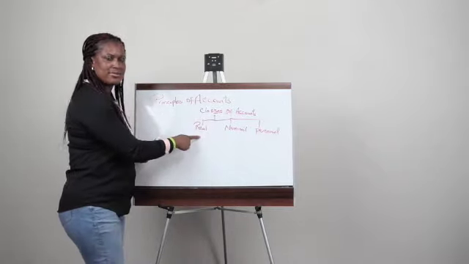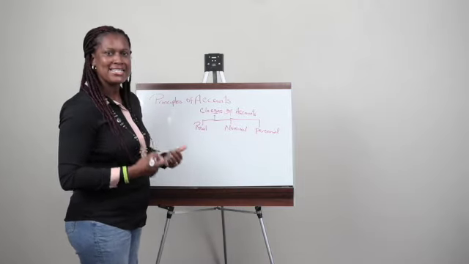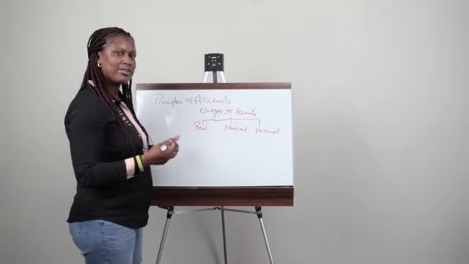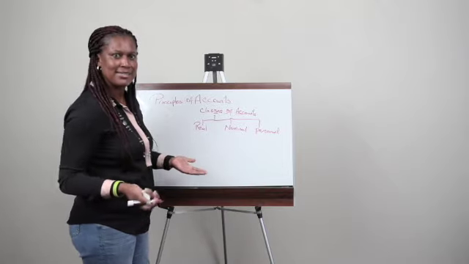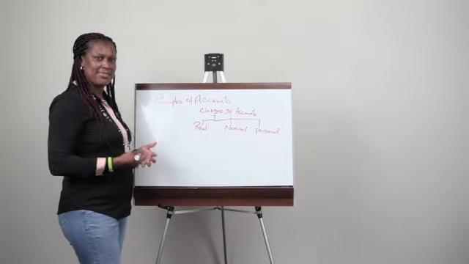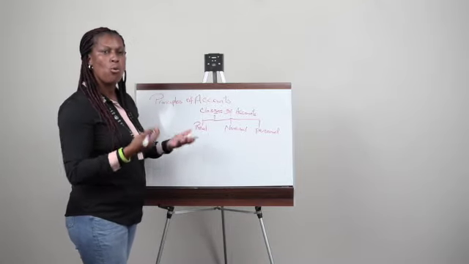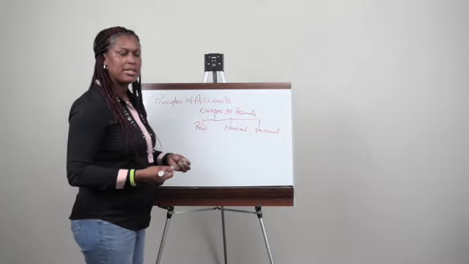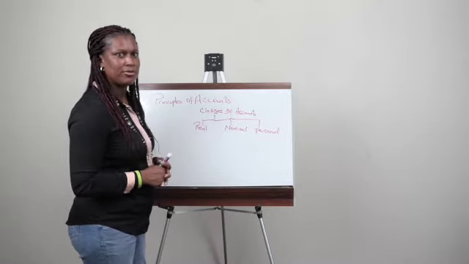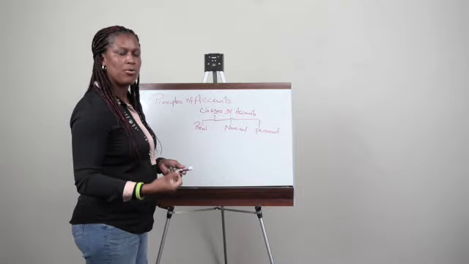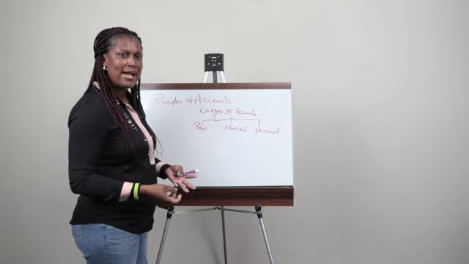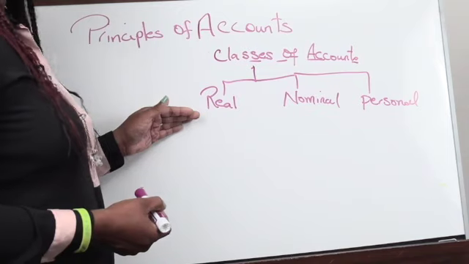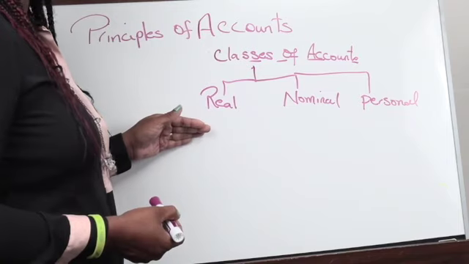So real accounts. Real accounts we know are the asset accounts in an organization. Going back, just a quick recap. What is an asset? An asset is anything that the business owns. So furniture, the camera, the telephone, if they buy the telephone. These are the things that the business owns. The computer, those are assets. So all asset accounts are termed real accounts.